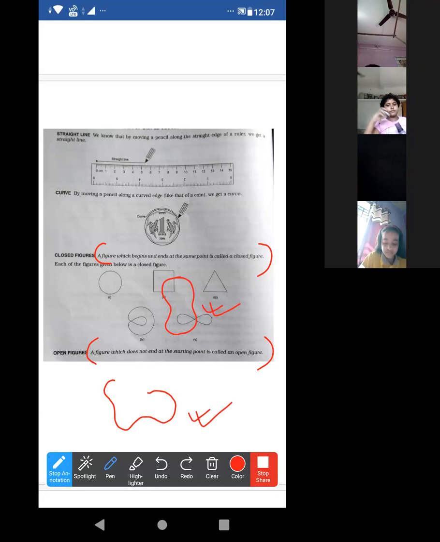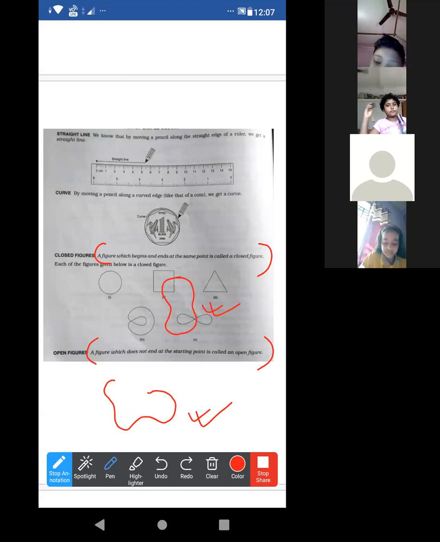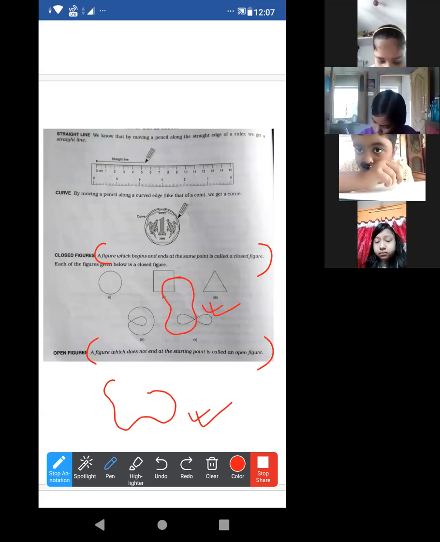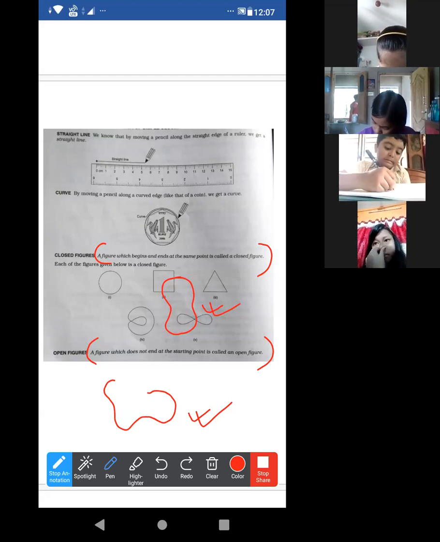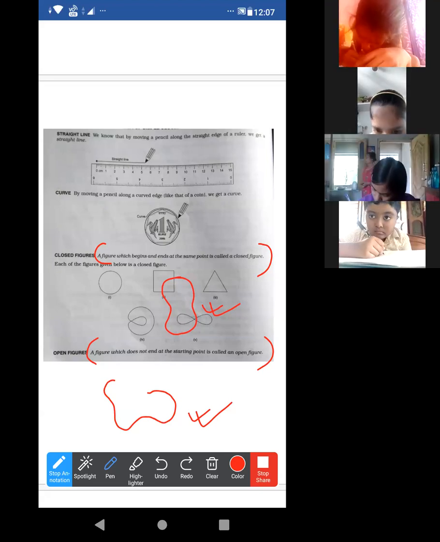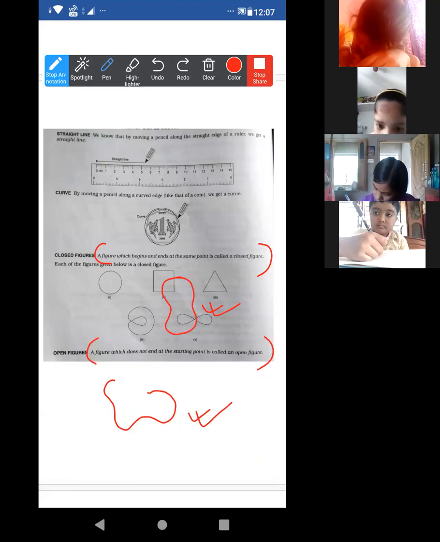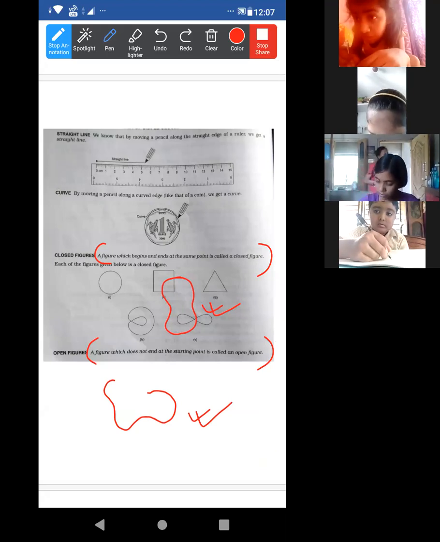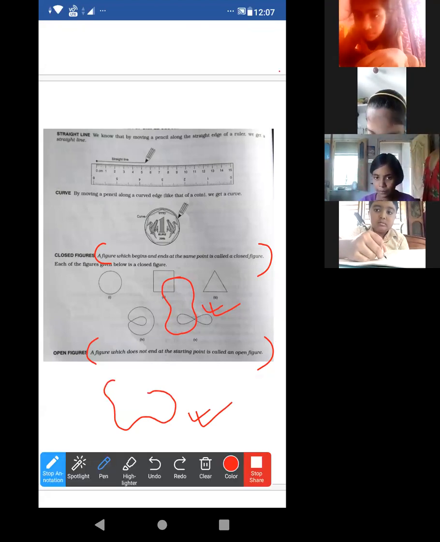Next heading will be polygon. Oishi, Shayon, understood too? Okay. Pratibha, completed? Okay. Now next one. Write polygon. I am writing over there. Next one, polygon.